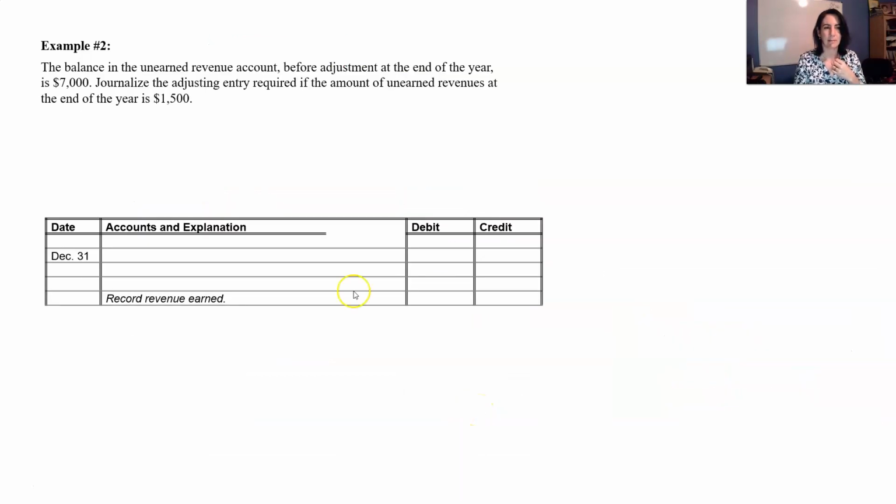All right. One more example here. The balance in the unearned revenue account before adjustment at the end of the year is $7,000. It says journalize the adjusting entry required if the amount of unearned revenue at the end of the year is $1,500. So they're just telling you. They're not making you do any math here. They could just tell you that the balance of unearned revenue is $7,000. And they'll just tell you at year end, they know they still owe $1,500 worth of service.